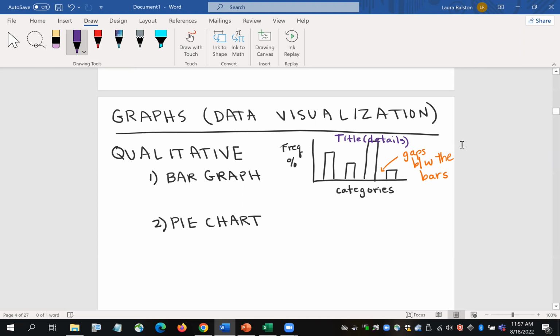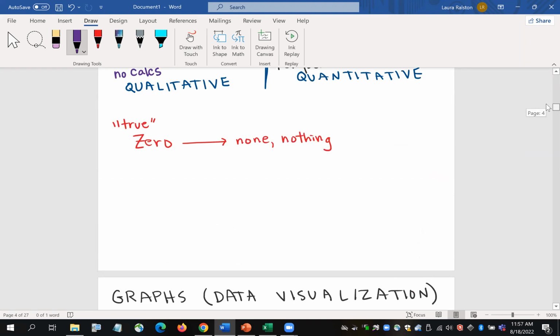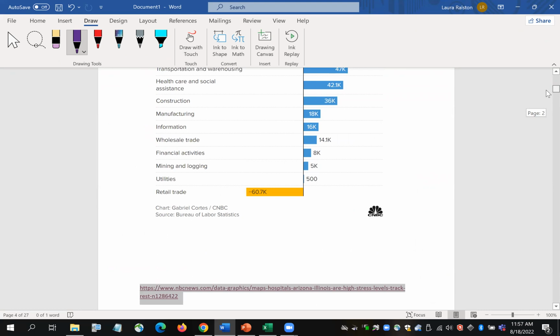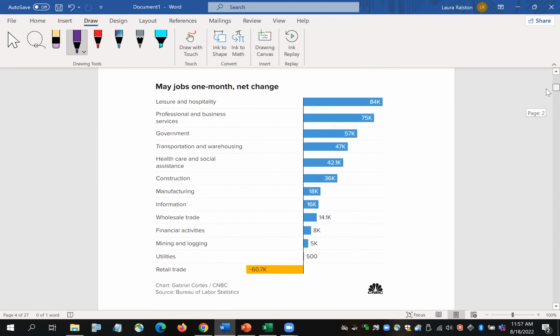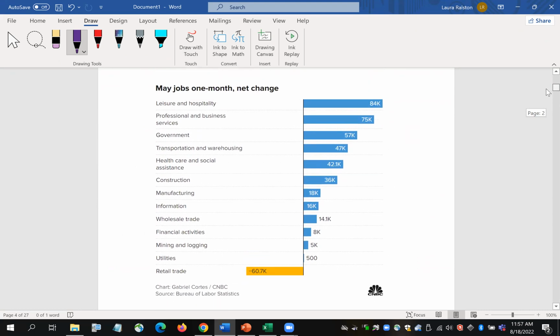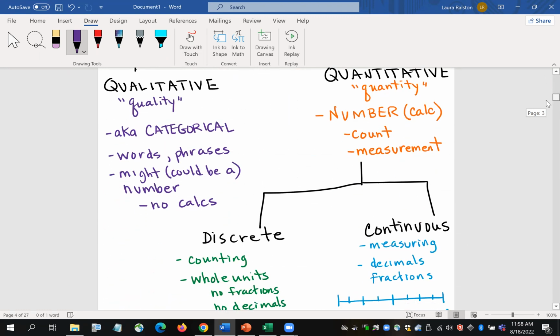And again, an example, I'll just scroll back up, an example of a bar graph that we looked at today is this one about the May jobs. It's actually a horizontal bar graph because the bars are running horizontally, but you can have one where the bars run vertically. It's okay.